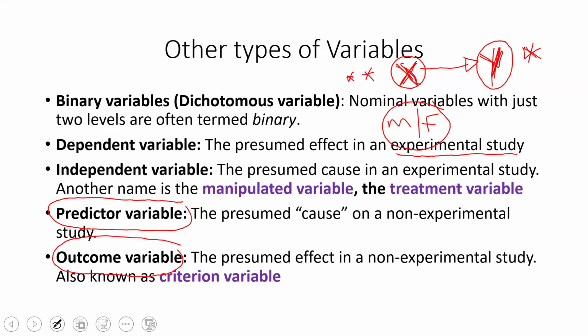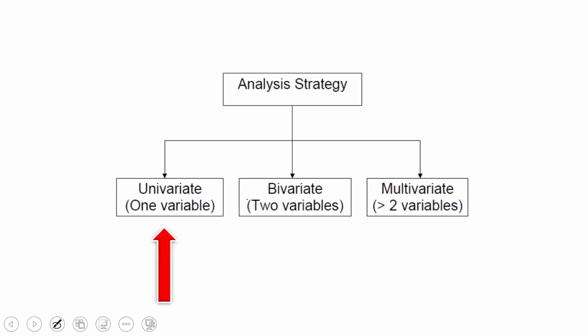So I want us to just have this at the back of our mind, that we have binary variables. We have dependent variables or outcome variables, depending on which one you are doing. We have independent variables, the predictor variable. That's independent variable or predictor variable or treatment variable or manipulated variable. It's the one that you usually manipulate to look at the effect on the outcome or dependent variable.